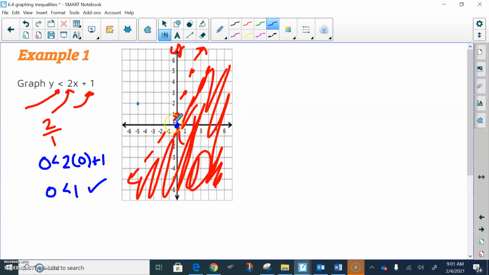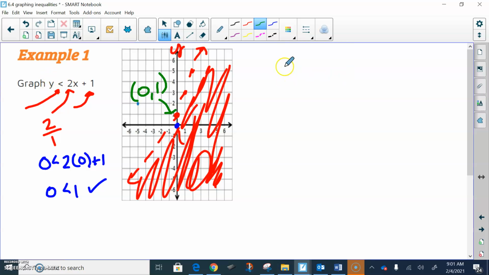Let's choose a point that's on the line, and you should see it's not a solution because it's dashed. So I'm going to go ahead and choose our y-intercept. From the origin, it's over 0, up 1. Again, this is a point on our line. It should not be a solution. Let's see if it works.